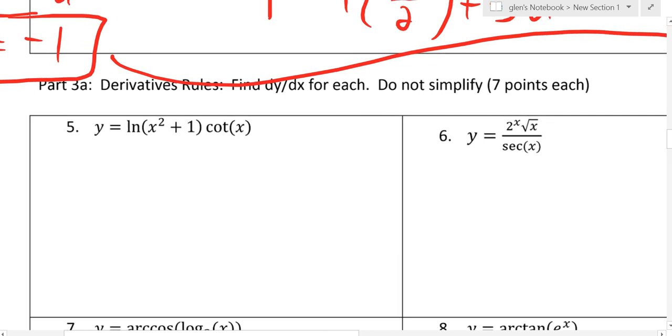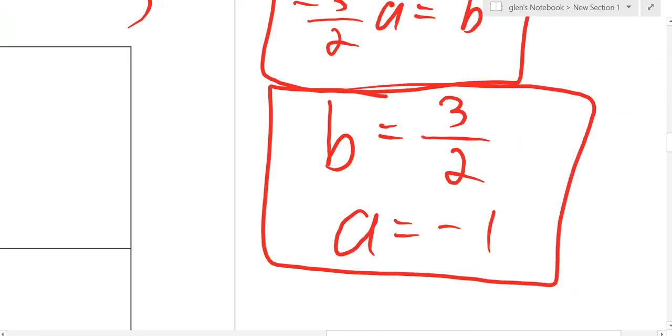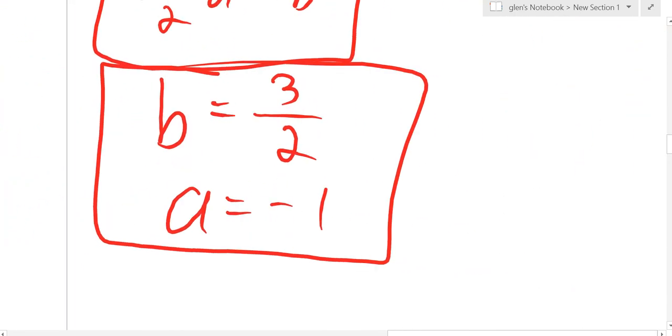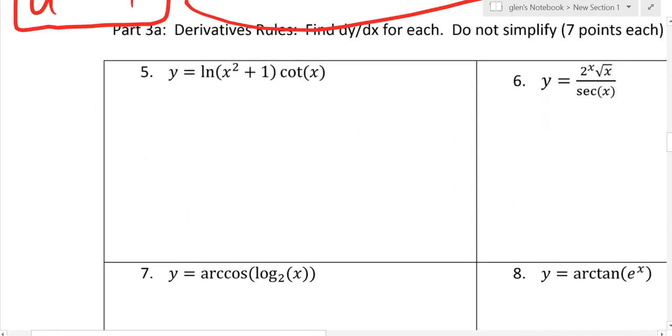Wait, so is this just the answer? Yeah, the question is find a and b so it's differentiable. That's the answer right there. And when b is 3/2 and a is negative 1, that thing will be differentiable, because the pieces will meet and they meet with the same slope.